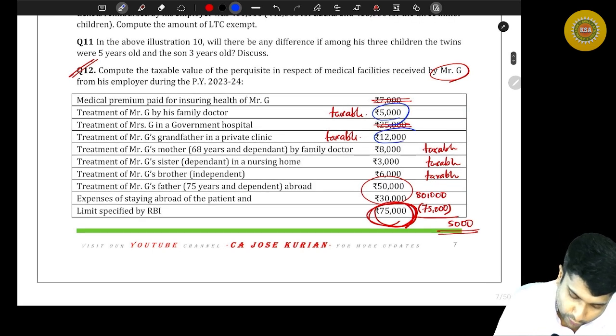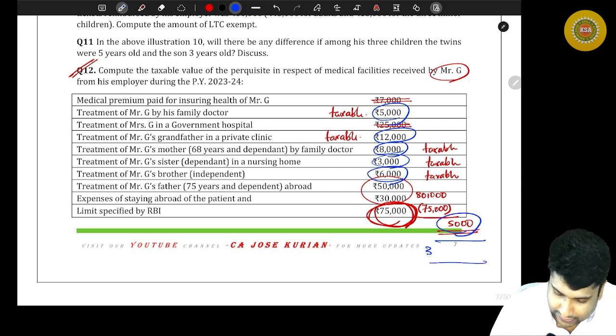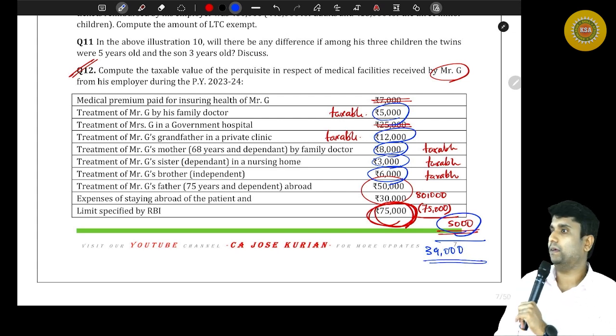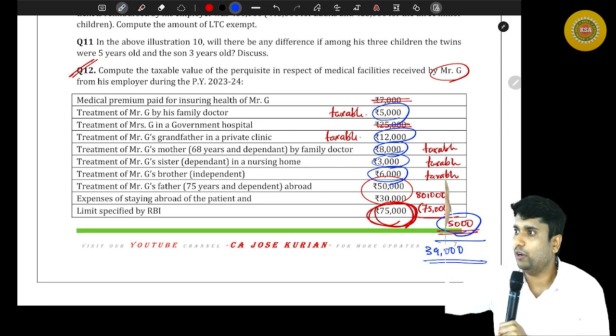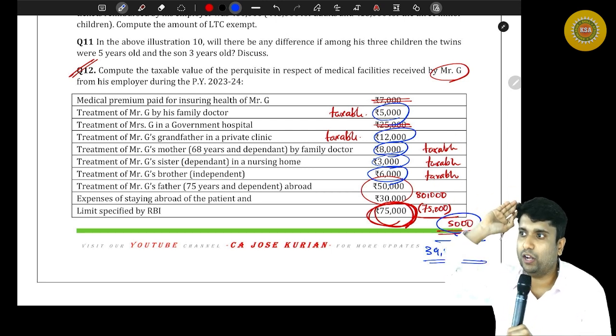Now how much is taxable total? 5 plus 12 plus 8 plus 3 plus 6 plus 5. That is 39,000 is the taxable perquisite. I hope most of you got the right answers. Are you all with me?